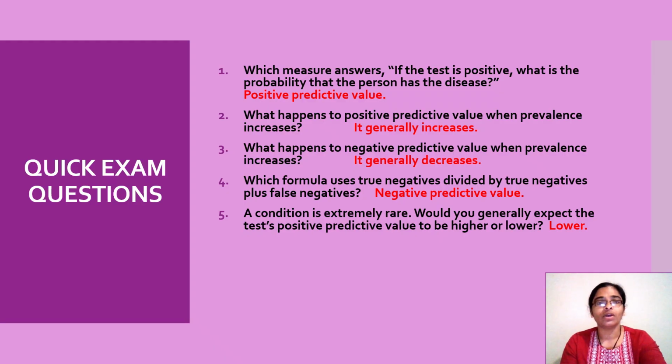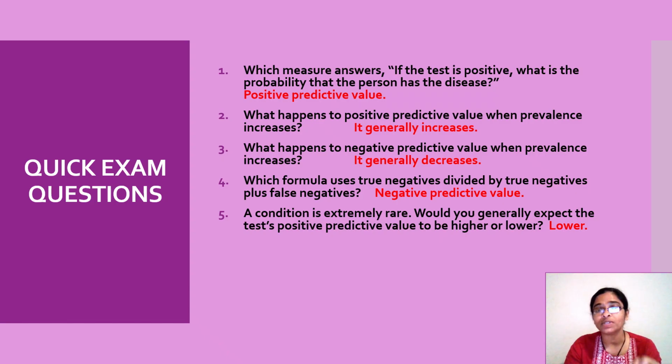Now, let's quickly revise through some of the exam questions here. Which measure answers, if the test is positive, what is the probability that the person has the disease? So it has started from the test result. So it is one of the predictive values and it is talking about positives. So the answer is positive predictive value.